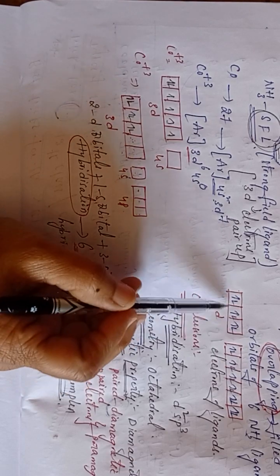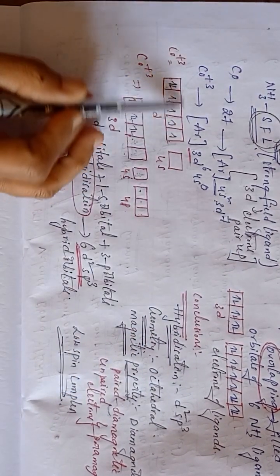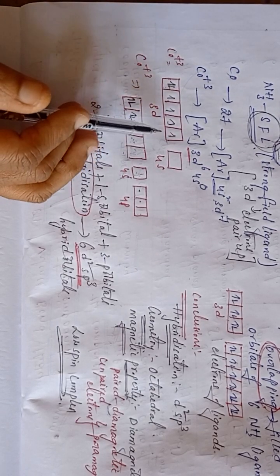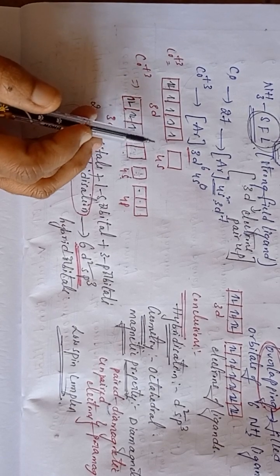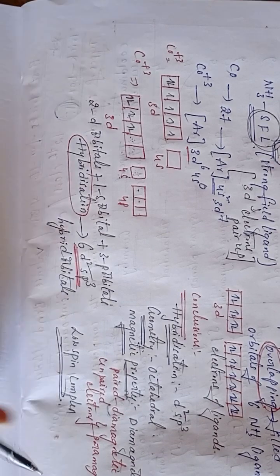Understanding? So in the complex, here there is no unpaired electrons, all are paired, but in the free metal ion 4 unpaired electrons are there. So that's why the number of unpaired electrons is different in the case of free metal ion and in the complex. So it is a low spin complex, students.